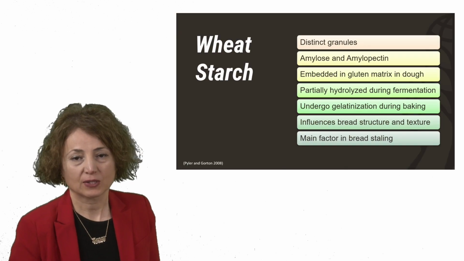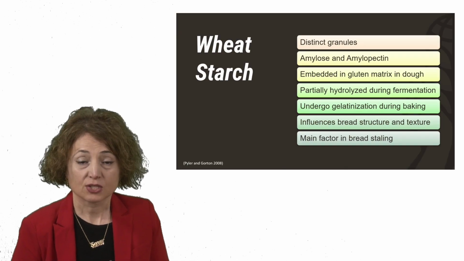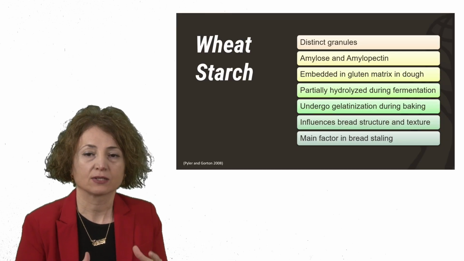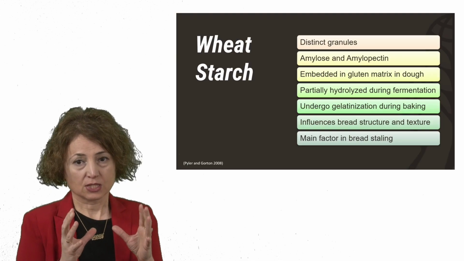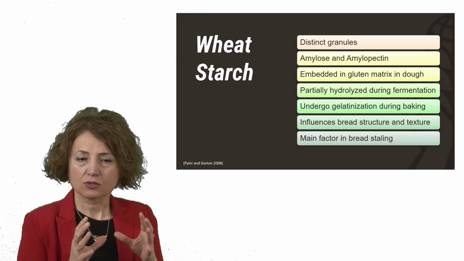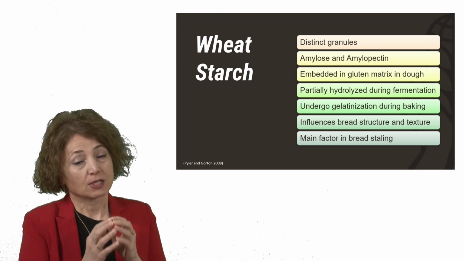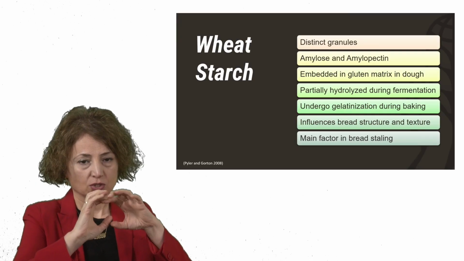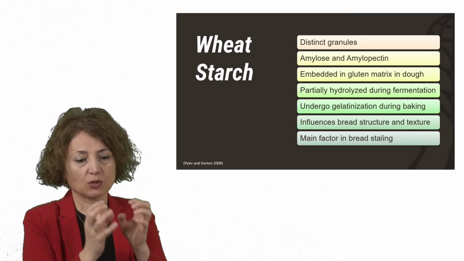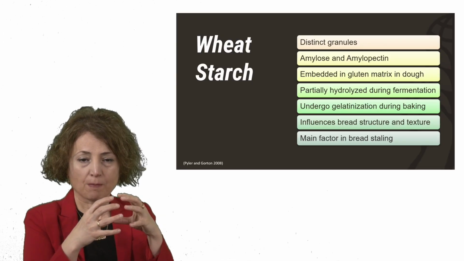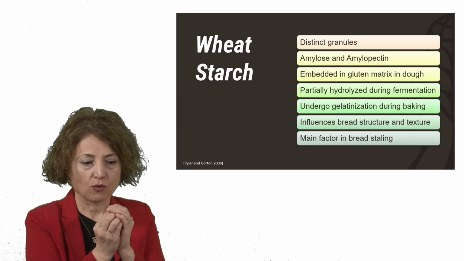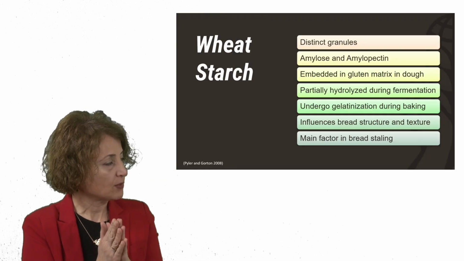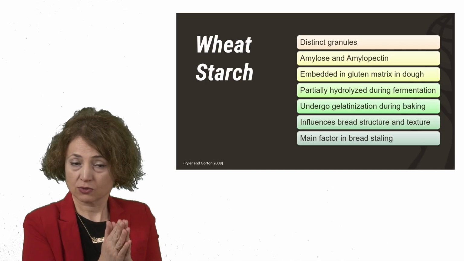Hello. Now we are going to talk about starch. Starch is very unique because it is the only polysaccharide that we can find in distinct granules. What a granule is, if you think about a snowball that's tightly packed inside, and you can form a round shape, then amylose and amylopectin molecules are packed into that very tightly packed snowball.